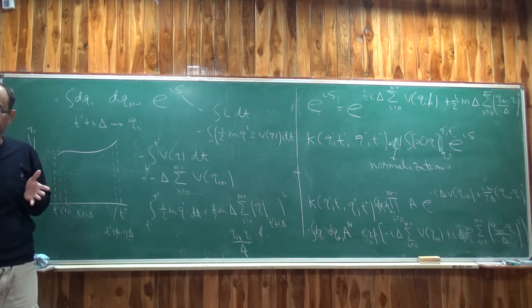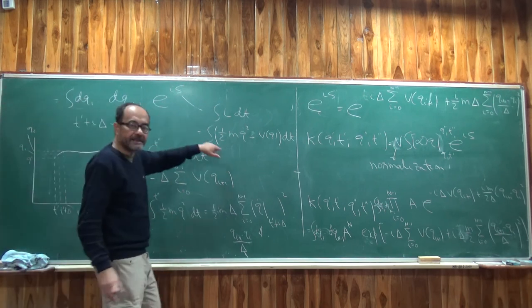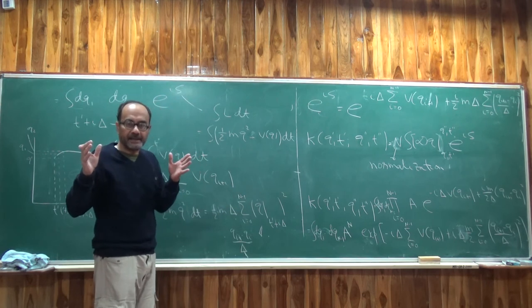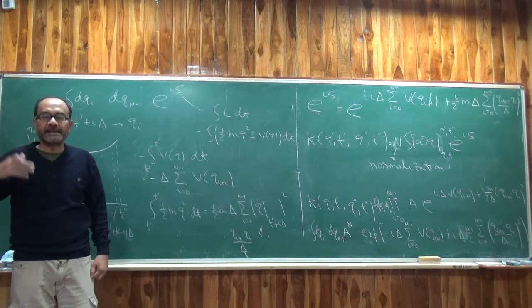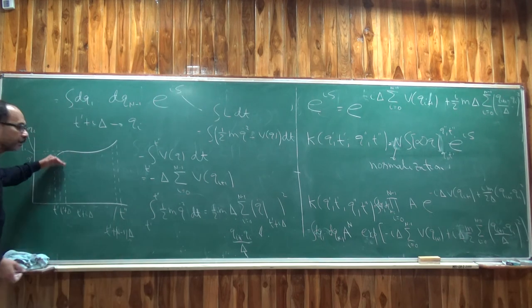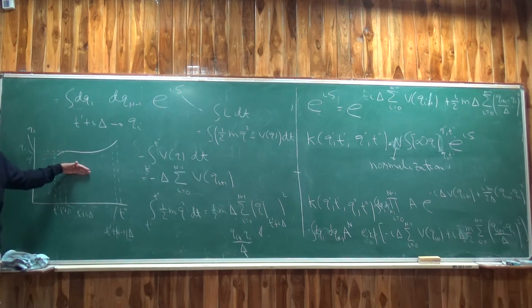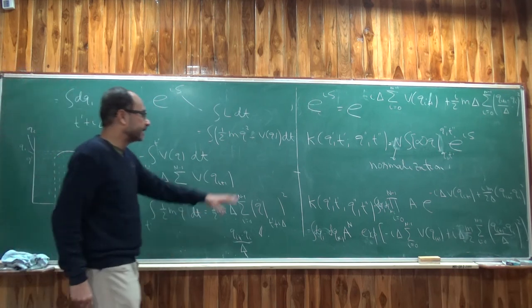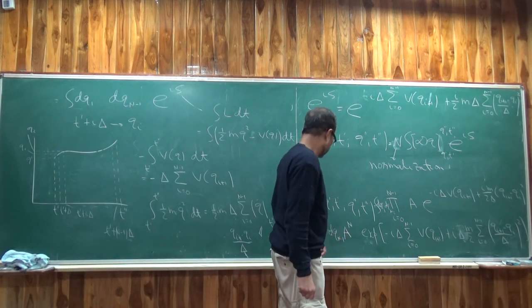Once you specify the qi's, you can evaluate the action by this discretization formula. That is your weight factor. And then integrating over paths in this language means integrating over each of the qi's. You can see that as you are integrating over the qi's, the path is changing. Different configurations of qi's correspond to different paths. So what you mean by integrating over paths is integrating over the qi's. Is this point clear? So this dq is, by definition, this.